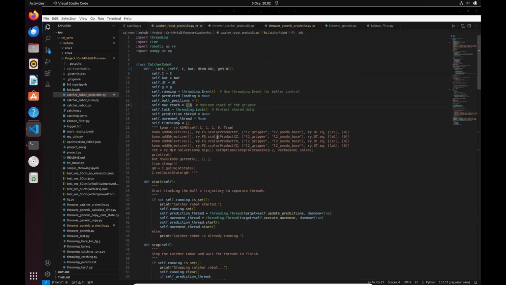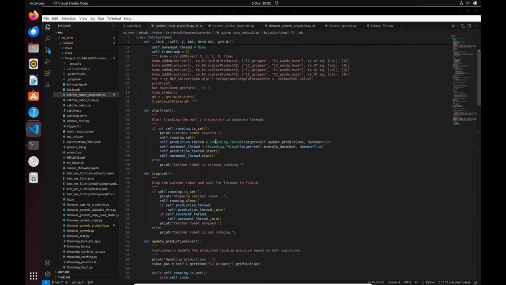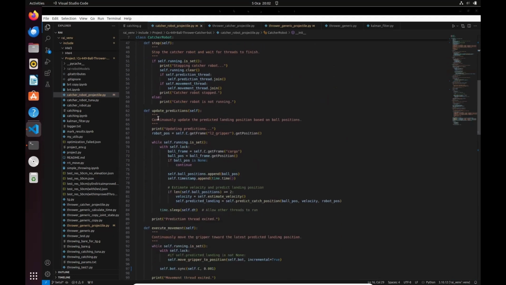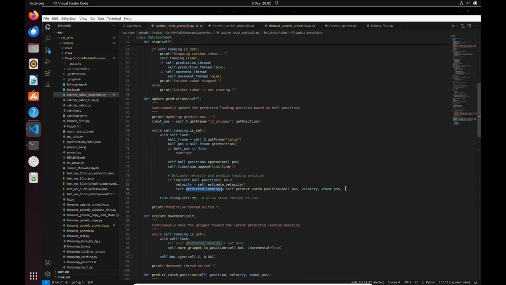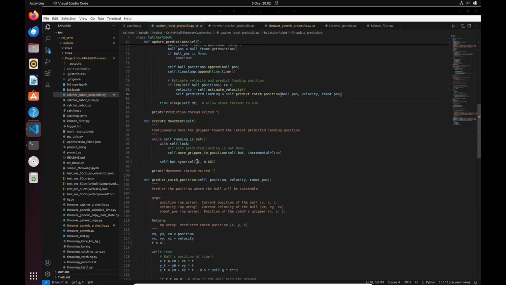This is our catcher robot class. Here we have created two threads in order not to make the thrower and the catcher robot wait for each other, because the thrower will throw the ball and the catcher needs to make adjustments to where it's going to catch. We always update the prediction of where the ball will land, like the velocity predictions and the landing point prediction, which is approximately 1 meter apart from the robot at most. And then we executed the movement.